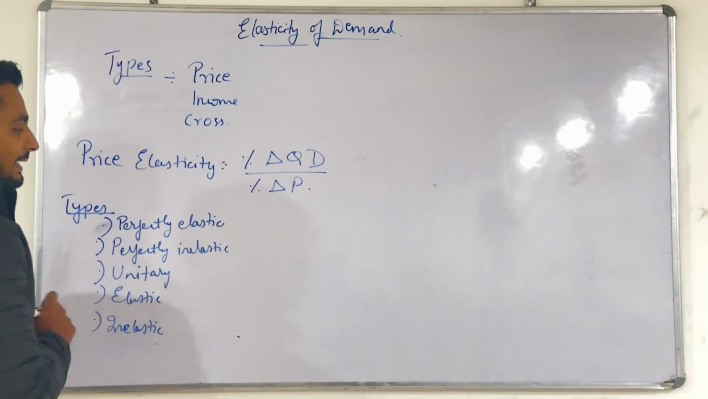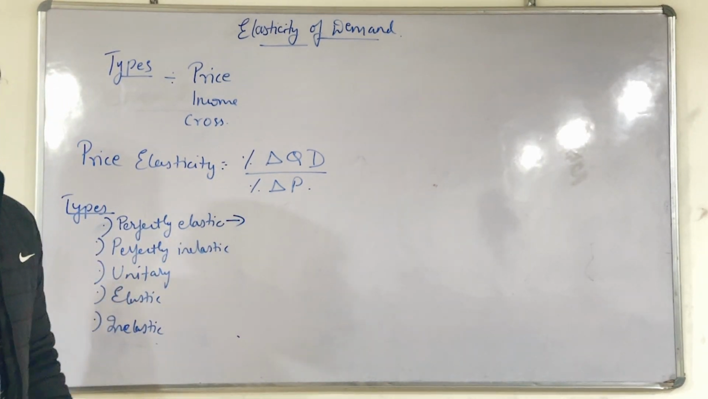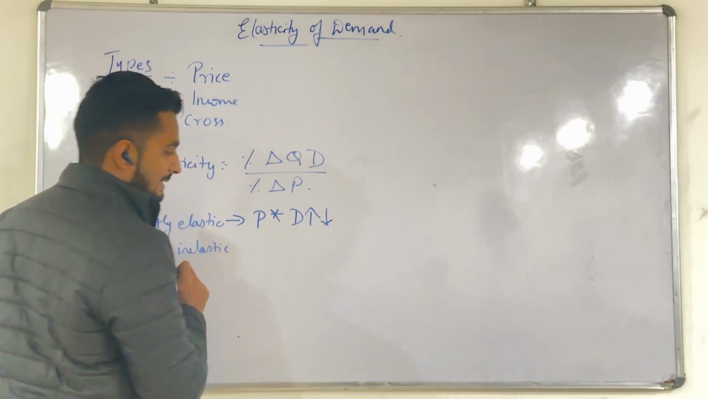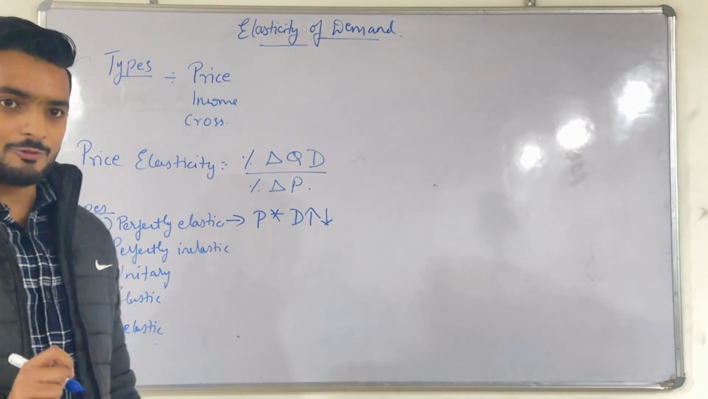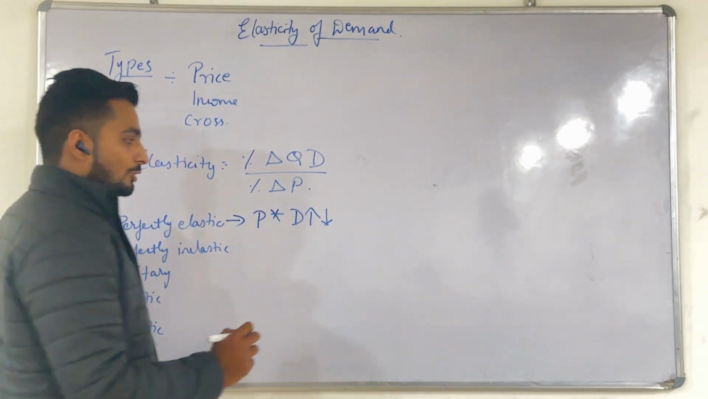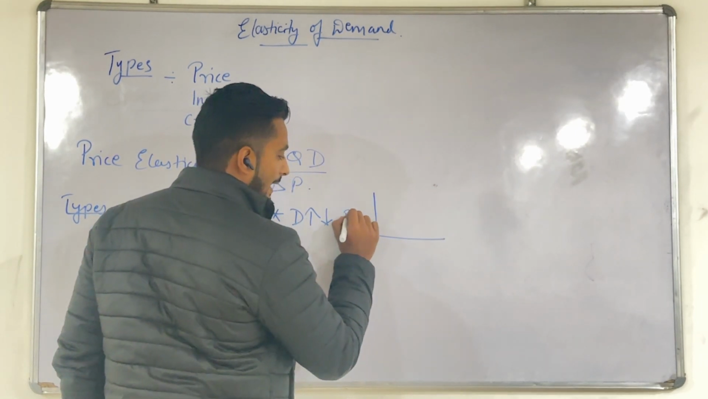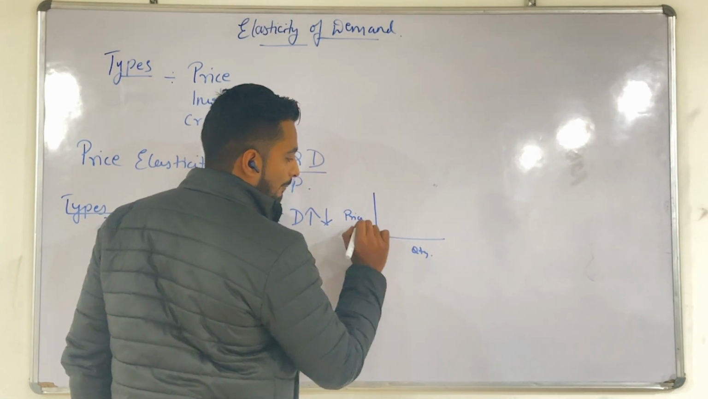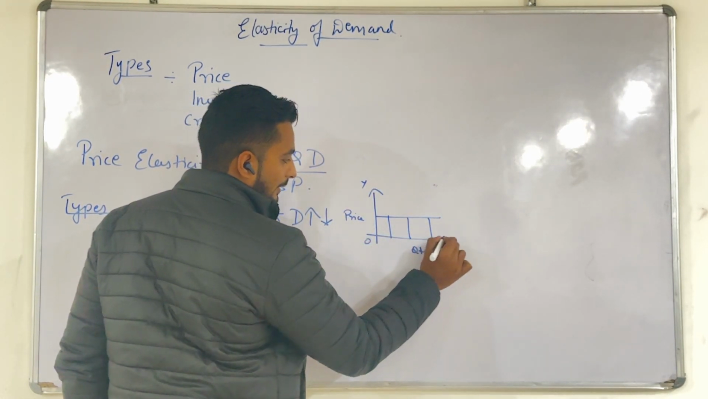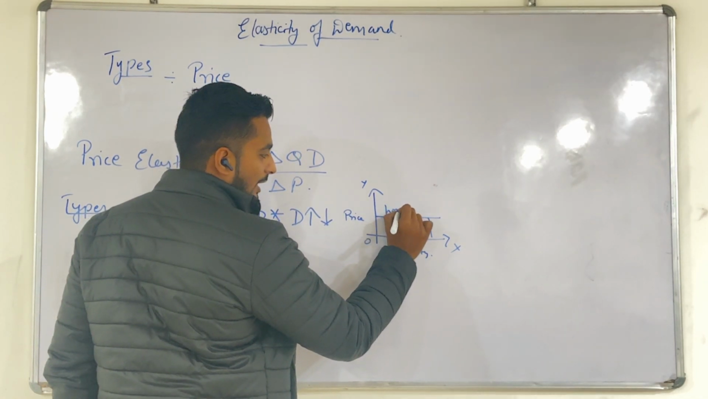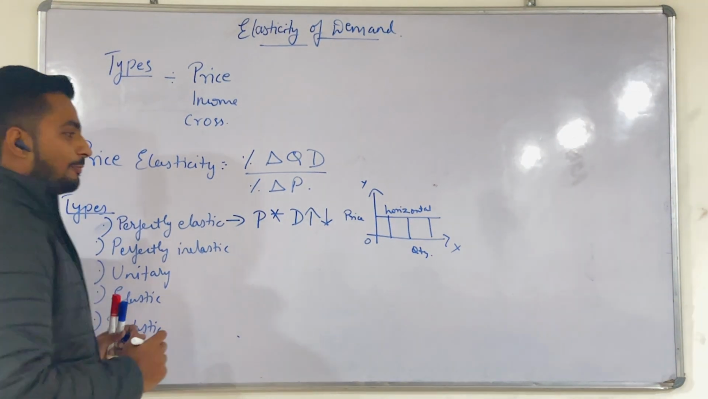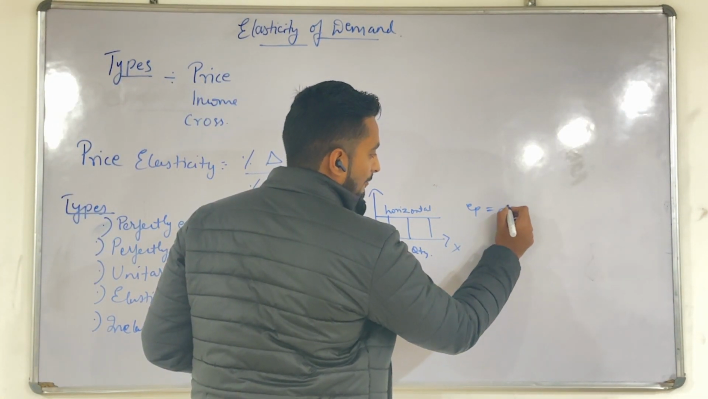Now, what is perfectly elastic demand? Perfectly elastic demand means where price remains the same whether quantity demand increases or decreases. That is known as perfectly elastic. So its graph will be price, quantity. Price will remain the same whether its demand increases or decreases, and its shape is horizontal. Okay, and the formula of perfectly elastic is EP is equal to infinity.